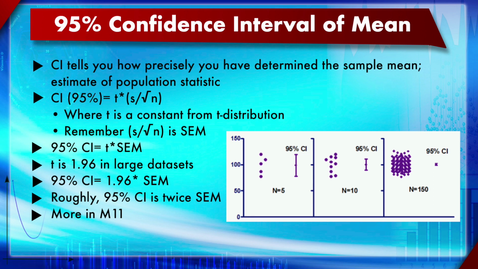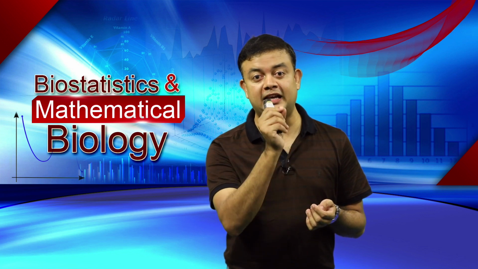The 95% CI is usually represented as the sample mean plus or minus the margin, that is, mean plus 95% CI and mean minus 95% CI, identical to how the standard deviation is portrayed. Roughly, the 95% CI is twice the SEM. The more formal way to calculate it is the standard error of the mean multiplied by a t constant, where t star is a constant from the t distribution.